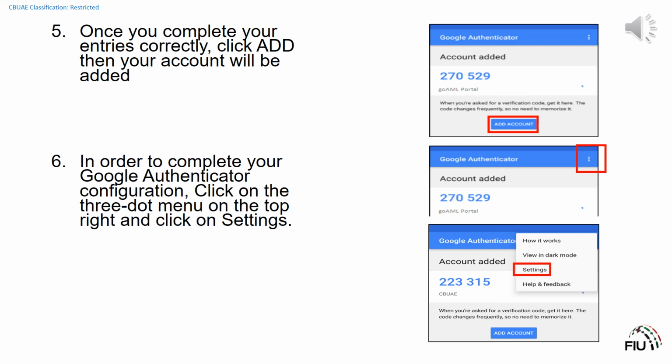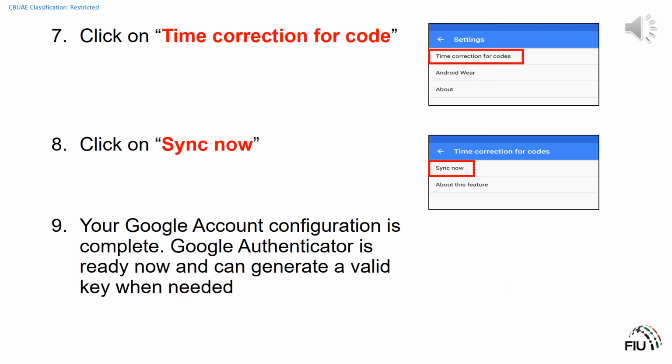In order to complete your Google Authenticator configuration, please click on the three-dot menu on the top right and click on Settings. Sometimes this menu does not look like a three-dot menu, but instead there will be 3 dashes. It's exactly the same thing, sometimes it differs from one phone type to the other. Click on Time Correction for Code, click on Sync Now, then your Google account configuration will be complete. Your Google Authenticator is now ready and can generate a valid key when needed.